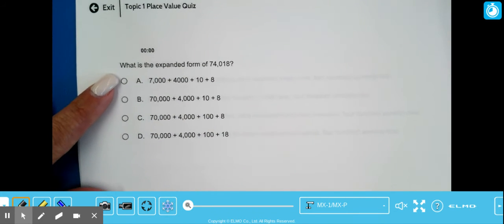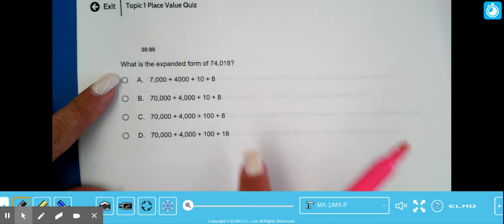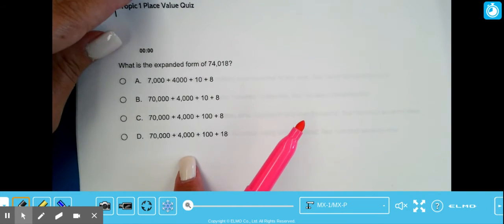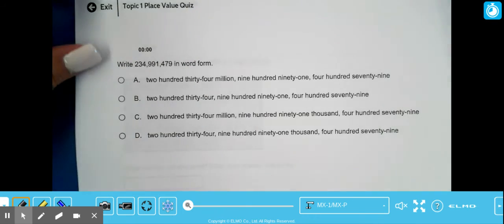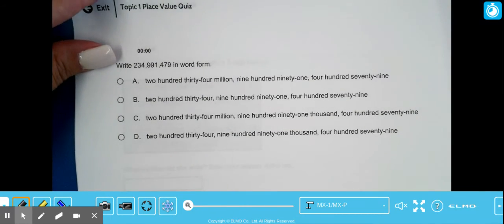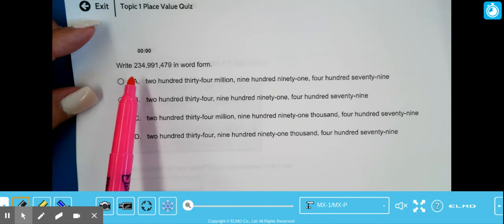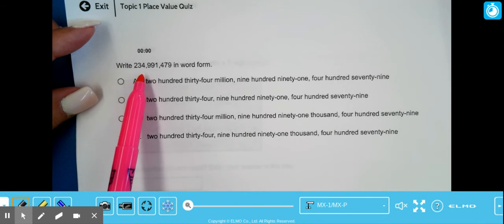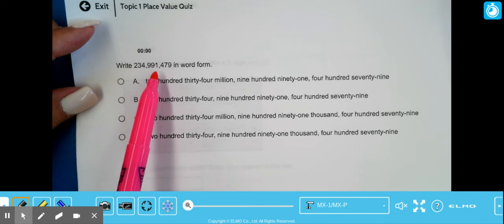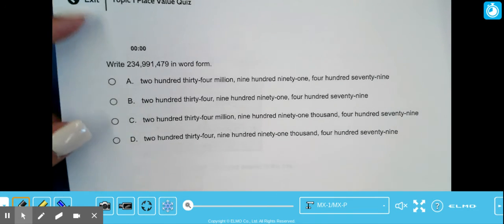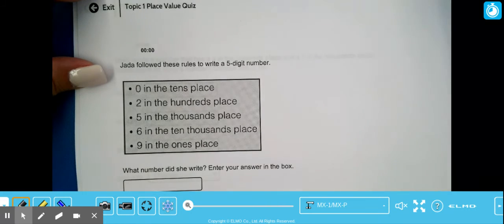When we're writing expanded form, we want to make sure that we have lots of zeros and pluses. Word form would be spelling it out. So we would be choosing 234,991,479. It's a long number.